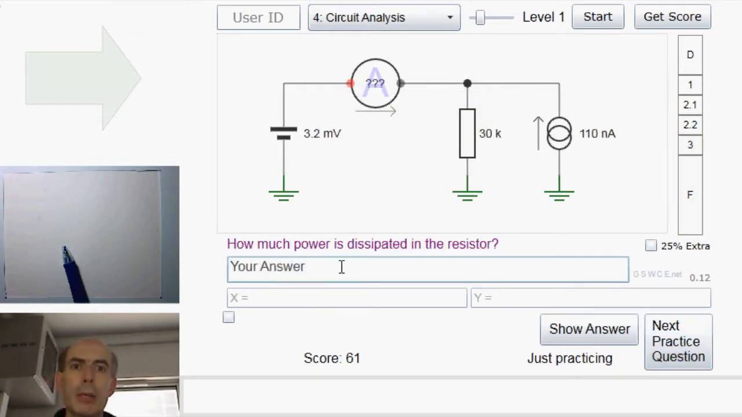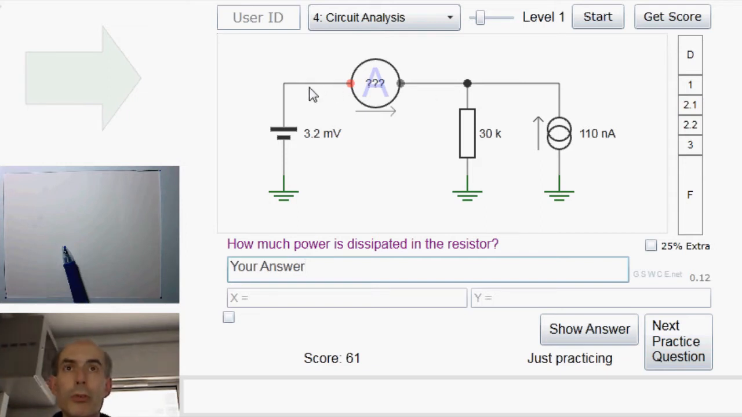Okay, that's a little bit more interesting. We need to know how much power is dissipated in the resistor. And we know the voltage across the resistor, bearing in mind this is a perfect ammeter. Perfect ammeters have no resistance, which means there is no voltage drop across a perfect ammeter.